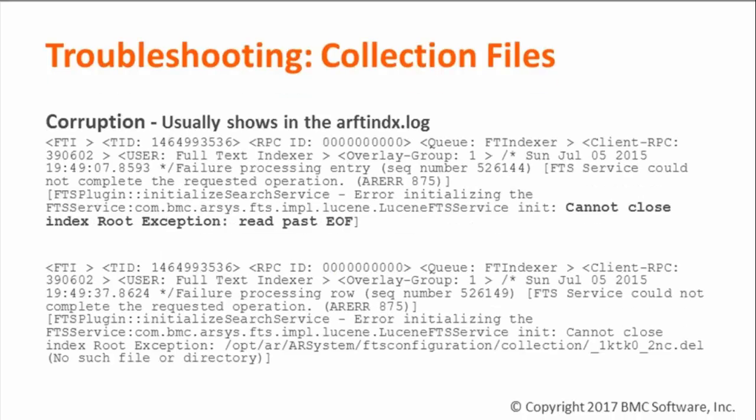Here's another example of how corruption might be seen in the full text index log. The name of the full text index log by default is arftindex.log. And in here again we see the cannot close index root exception, read past end of file. So it's another indication that you might have corruption.